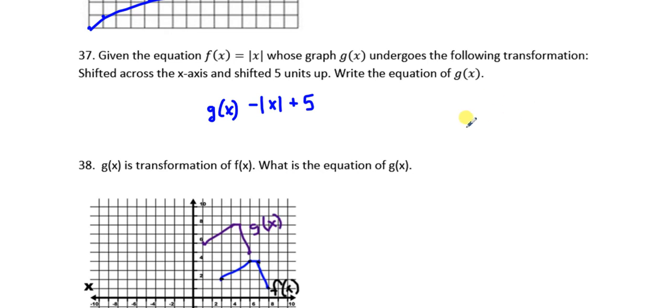Just a reminder, if it's going to be shifted left or right, if we just take the absolute value graph and we want to shift it 5 units to the right, you would take the absolute value of x minus 5. That would shift absolute value 5 to the right. Positive 5 makes that 0.